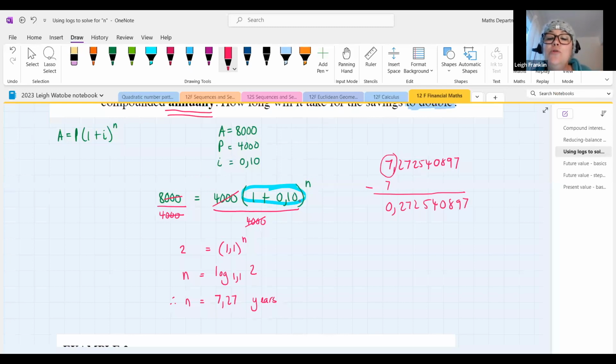0,272540897. And then you take that number and multiply it by 12 because there are 12 months in a year. What you'll see in this case is that it's pretty close to 3 months. Yeah, it's 3.27 months. So we would say here 7 years and 3 months.